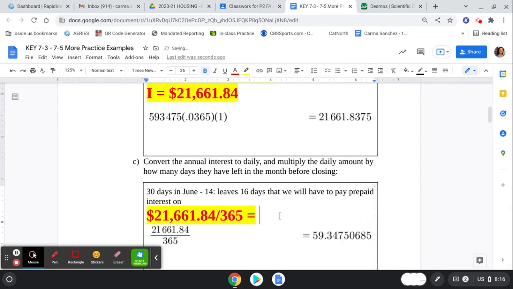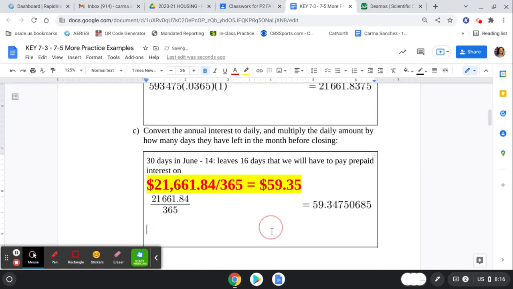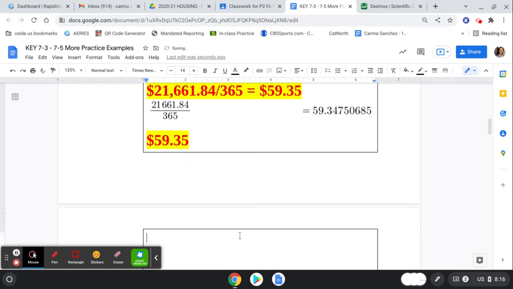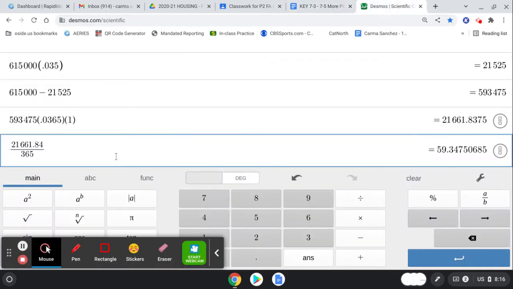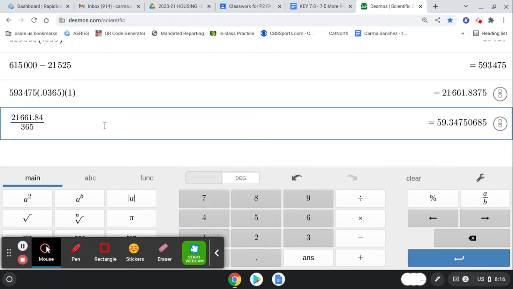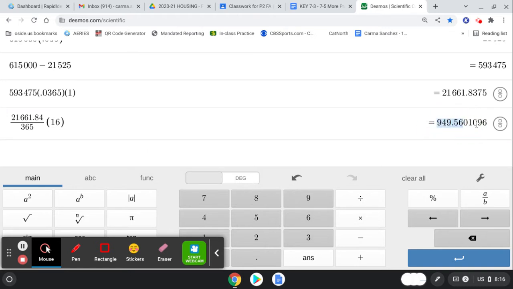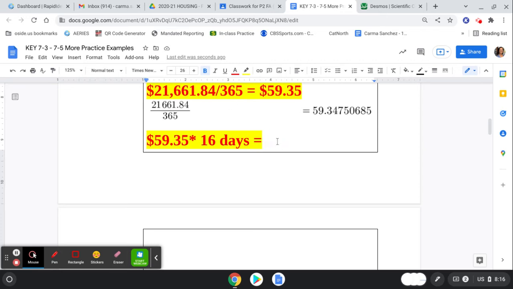So 59.35. And then they want to know in prepaid interest how much that's going to be. So $59.35 a day times 16 days. So finally, I guess we could do it up here, times 16. So $949.56 is how much interest you have to pay for the rest of the month. This is done through your closing cost statement.